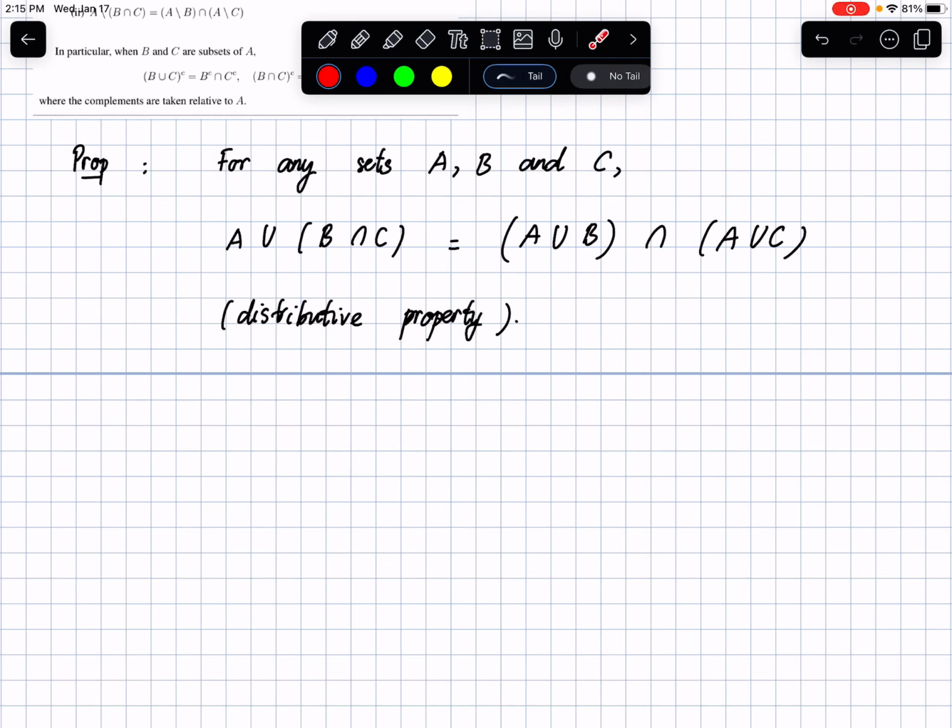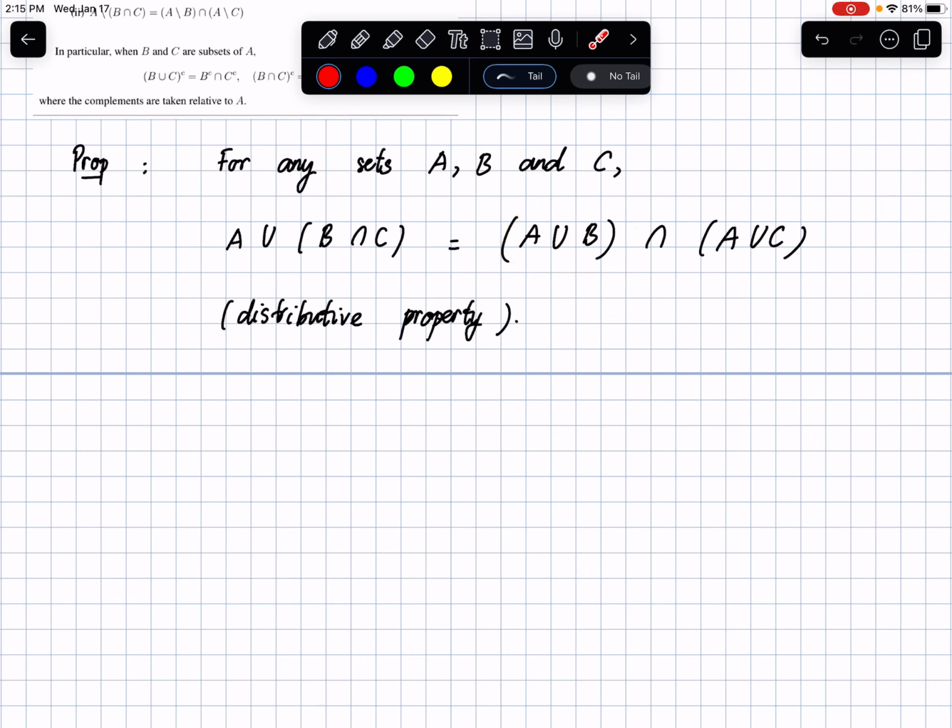Let us prove the following proposition. For any sets A, B, and C, the following statement is true: A union (B intersection C) equals the intersection of two sets. The first one is A union B, the second one is A union C.